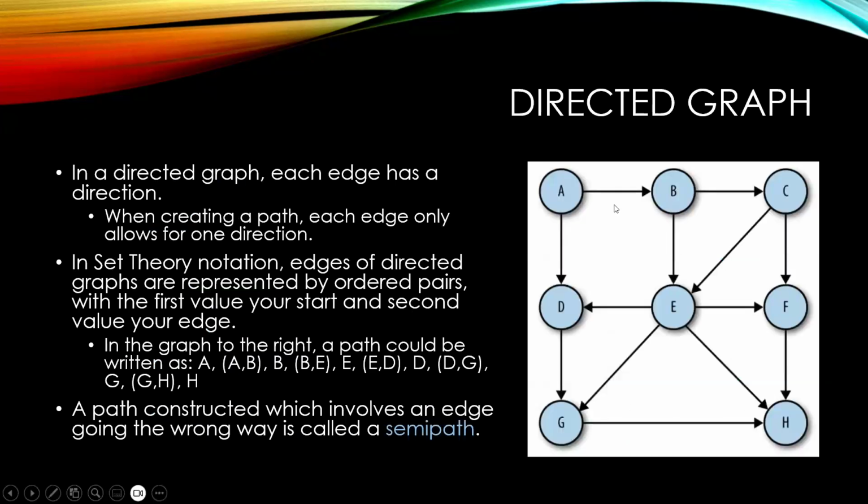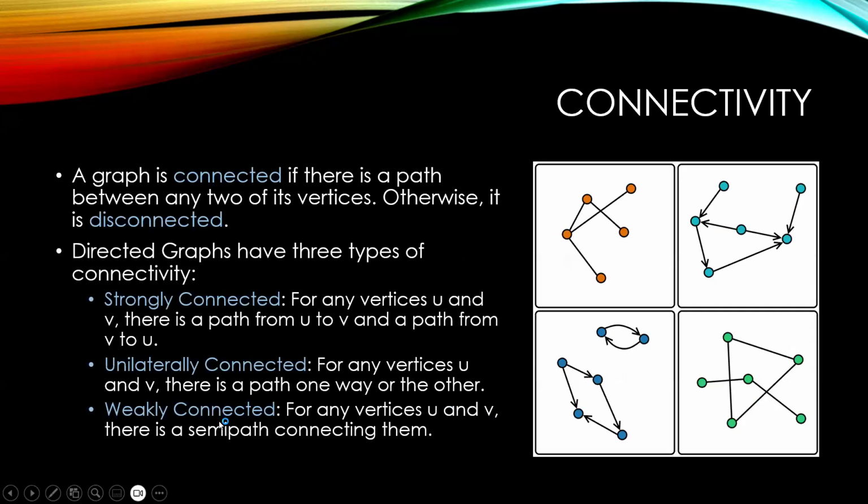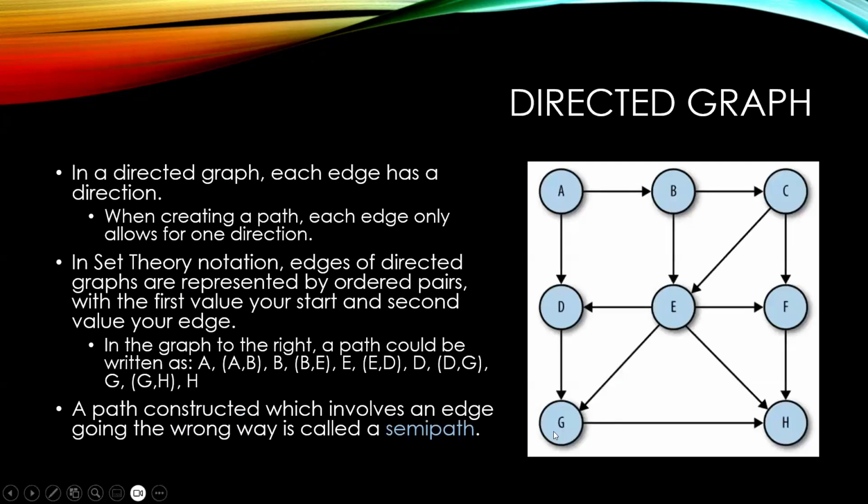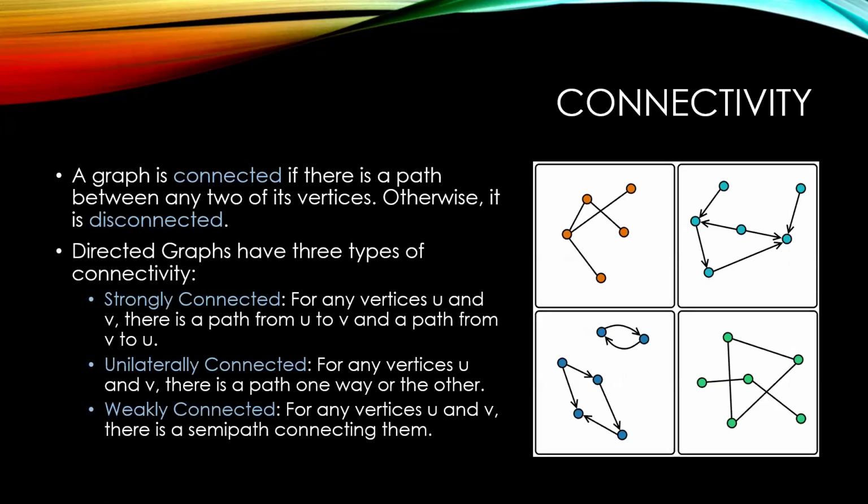When we look at this directed graph up here, if we wanted to go from A to any vertex, we could do that. If we wanted to go from F to G, we might have a hard time. F can go to H, but F cannot get back to G. So in this case, we would say that this graph is not unilaterally connected, it is weakly connected. There are semi-paths connecting them, but there's no way to get from F to G or from G to F. And that's connectivity. If it's just a normal graph, we just say connected or disconnected, and we don't have to worry about any of those other terms.